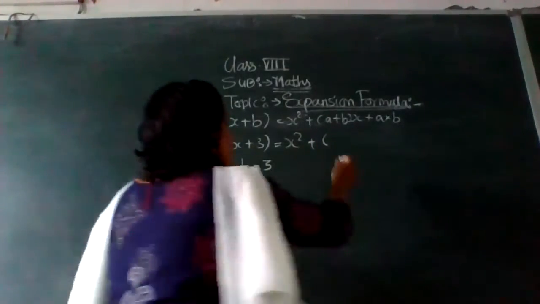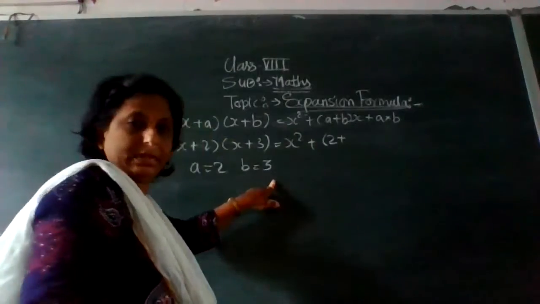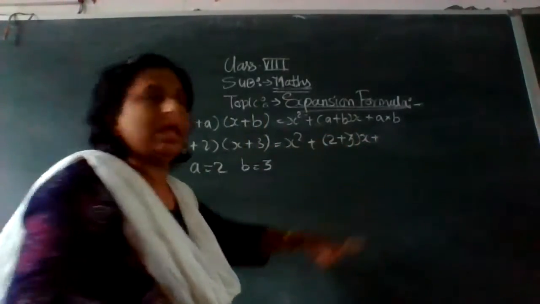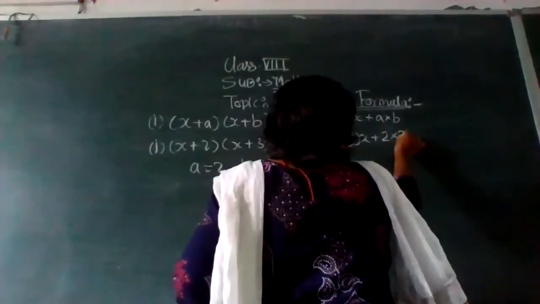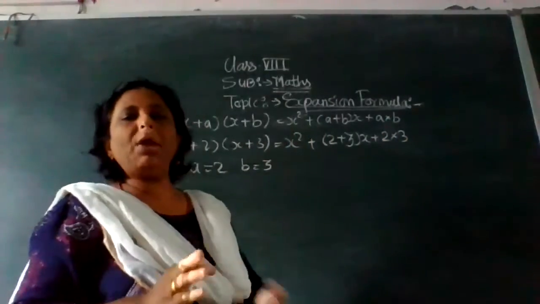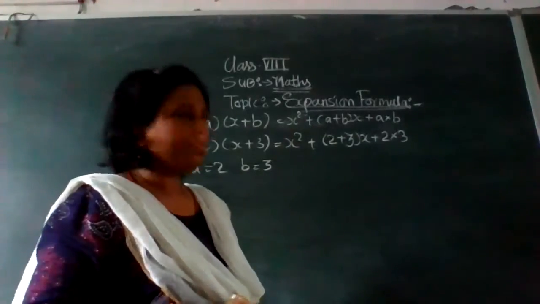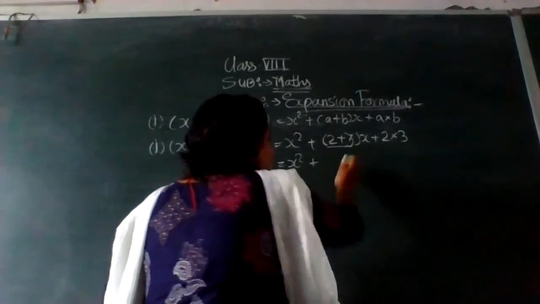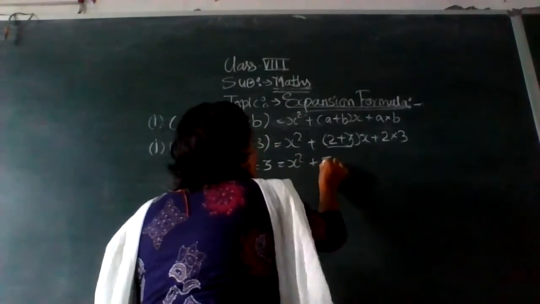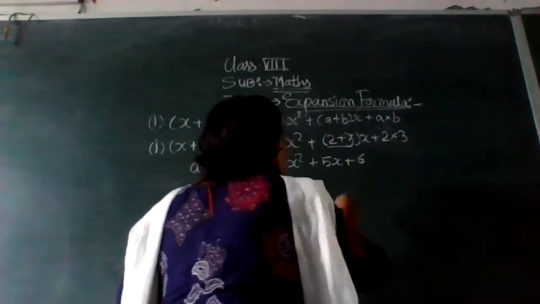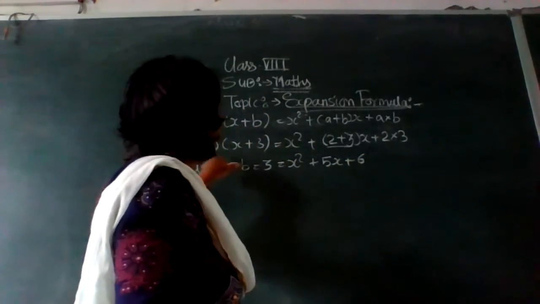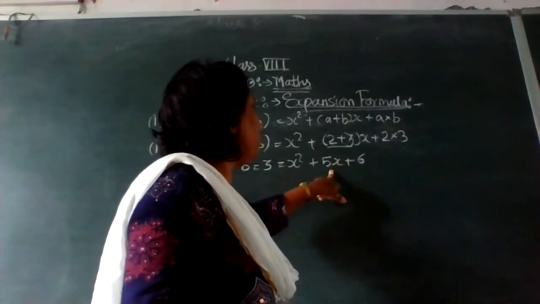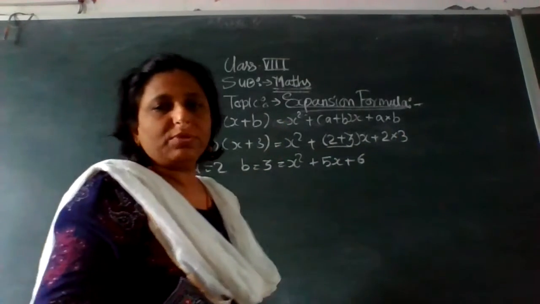What is a? 2. How much is b? 3. x and this, plus, now here again we have to write a times b, a is 2, b is 3. Wherever we see a and b, we have put the values. So I will get now the answer, x² plus, now how much is 2 plus 3? That is 5. 5x plus, 2 times 3 is how much? 6. So this is the answer of this equation, that is (x + 2)(x + 3) equal to x² + (2 + 3)x + 2 times 3, that is equal to x² + 5x + 6. Okay.